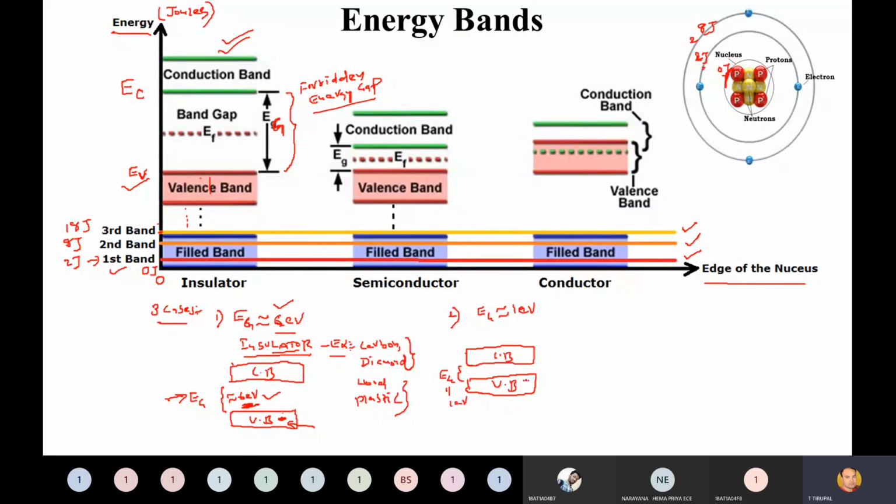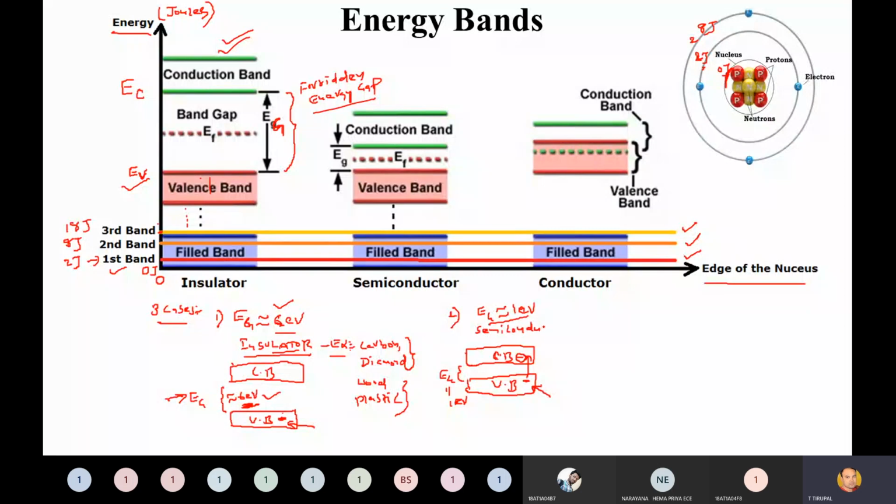Suppose an electron is present in the valence band. If I apply certain energy to this electron, this electron definitely jumps from the valence band to the conduction band, and it is going to fill a hole in the conduction band. Right. So likewise, an electron can jump from the valence band to the conduction band, provided that its energy gap is equal to 1 electron volt. So this type of device is called a semiconductor.